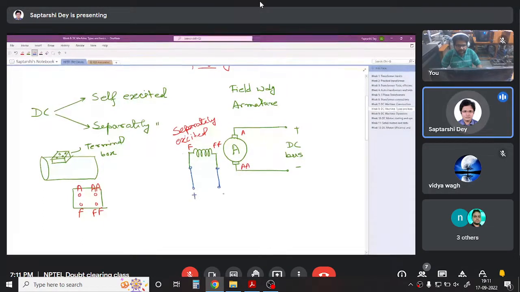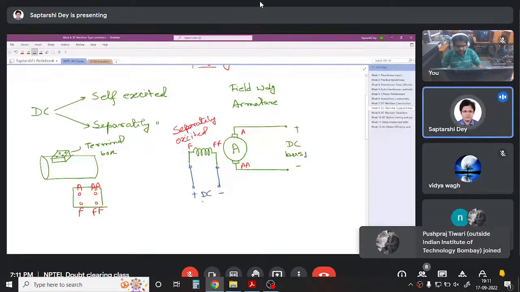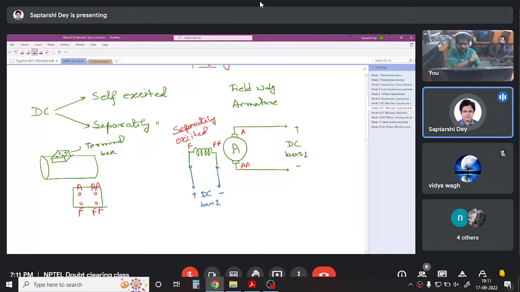Another DC bus. I will write say DC bus 1 and DC bus 2. So this is separately excited. You can control this current of this field winding and you can do many things on it. Do not think that this field winding is somewhere else than the armature. They are on the same structure, but the connections are made like this. So this field winding is supplied from a separate DC supply.